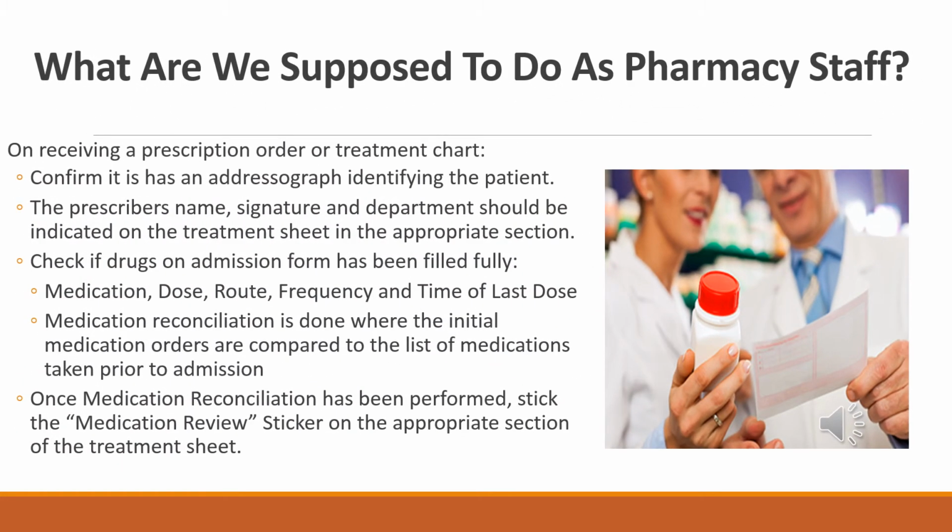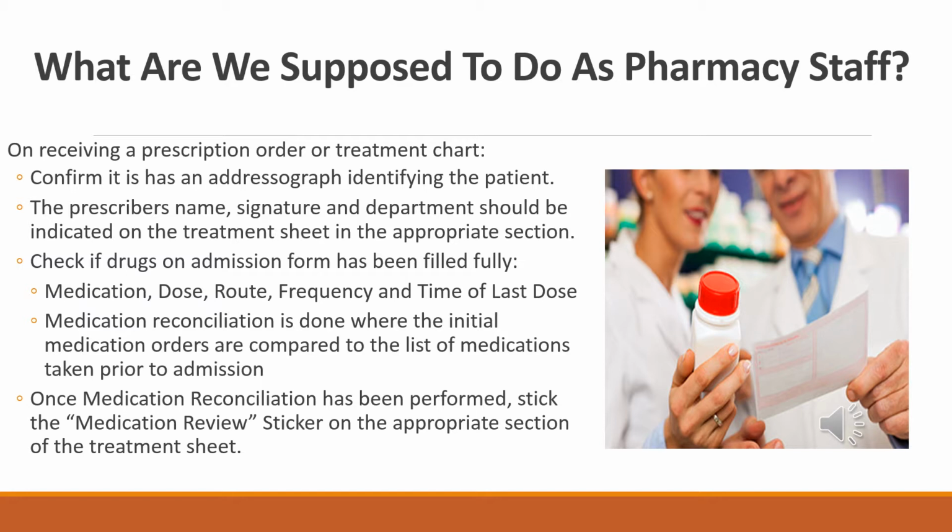In this slide, we address the question, what are we supposed to do as pharmacy staff? On receiving a prescription order or treatment chart, staff should do the following. 1. Confirm it has an addressograph identifying the patient. 2. Ensure the prescriber's name, signature and department are indicated on the treatment sheet in the appropriate section. 3. Check if the drugs on admission form have been filled fully, capturing details such as name of medication, its dose, route, frequency of administration and time the last dose was administered.